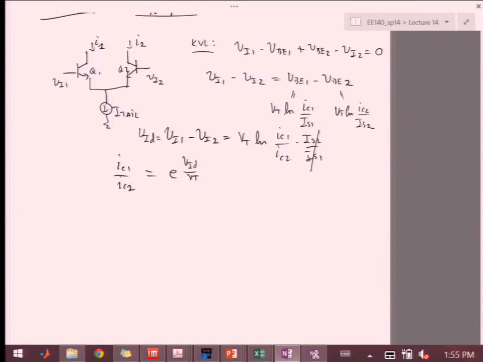But if I look at this IC1 and IC2, by KCL, because I have this I tail over here, I'm sort of tying the emitter currents of these two transistors in so that their sum has to be some constant, right? So I emitter 1 plus I emitter 2 has to be equal to I tail.